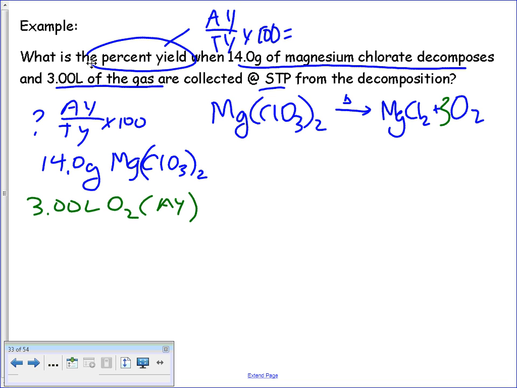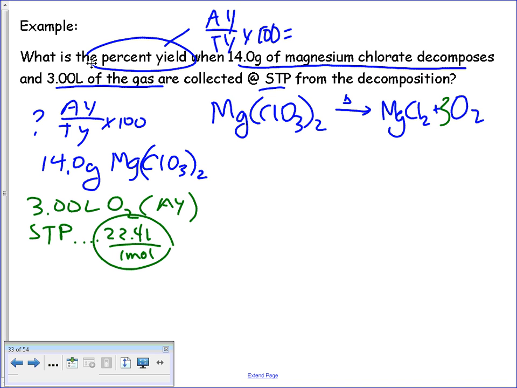Okay, it's collected at STP, so I'll just write STP here. Is there anything that's significant at STP that we know? Maybe a conversion? Okay, so maybe we need to use the 22.4 liters of gas per mole. And why are we allowed to use this one? It's because it's for a gas. We're talking about gases right now. Okay, so this is the actual yield.